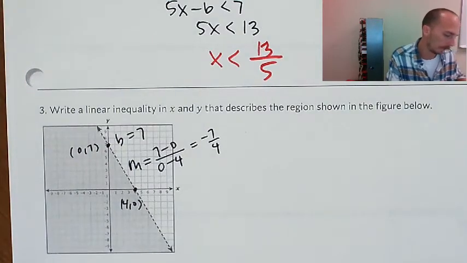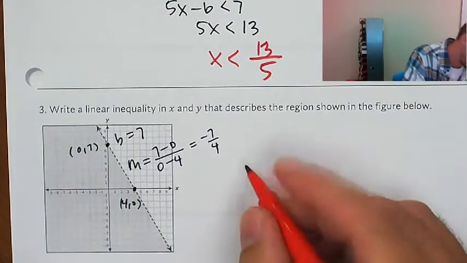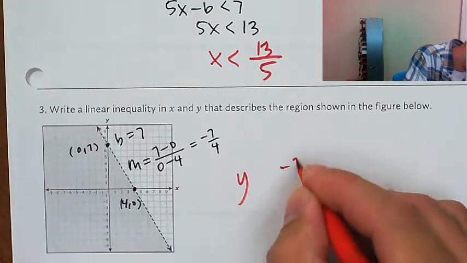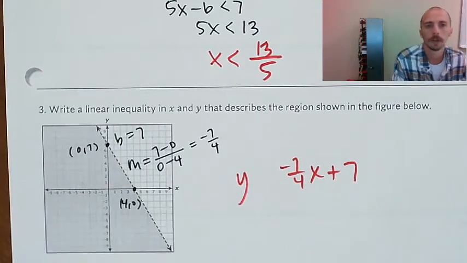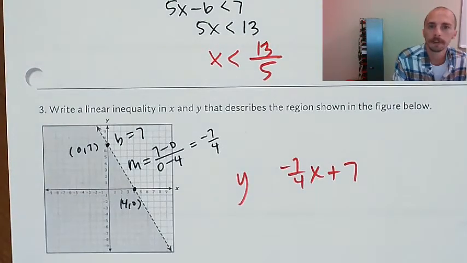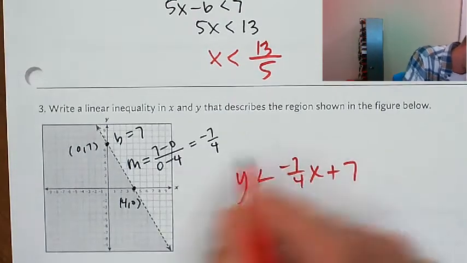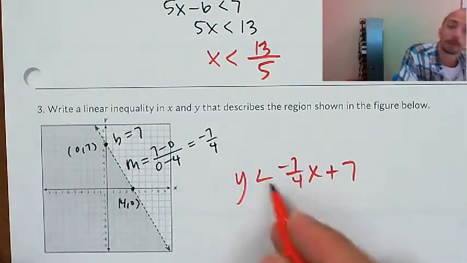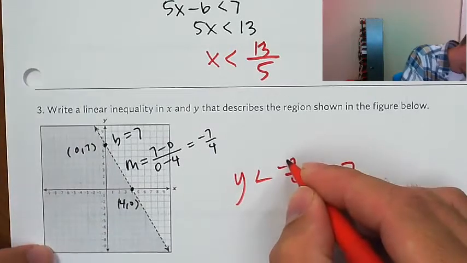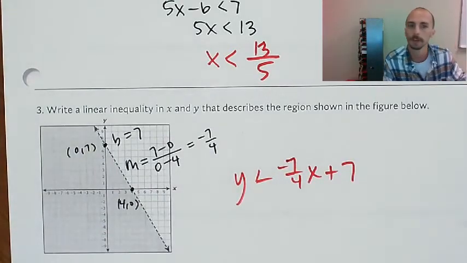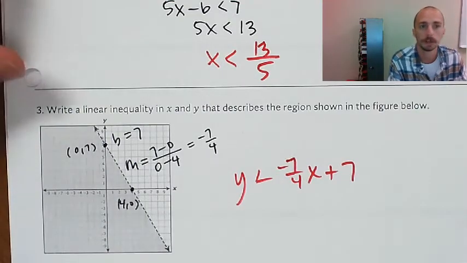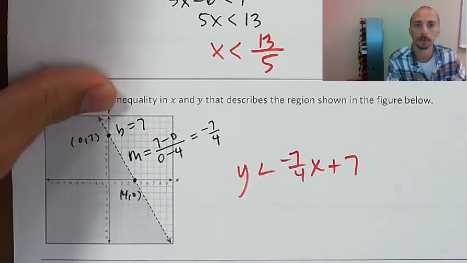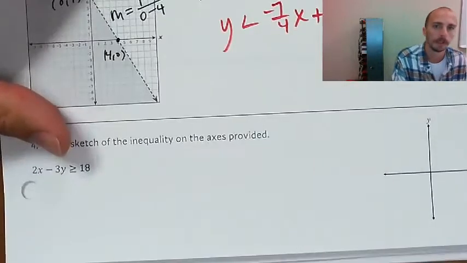Okay, so I know if this was the equation, it would be y equals negative 7/4 x plus 7. But this is an inequality. I see there's shading below, so it's going to be a less than. And since this is a dotted line, it's going to be strictly less than. And so that will be, I just want to make sure that's clearly a 7, not a negative 1/4. Okay. And that's an inequality in x and y that represents the region shown in the figure below.